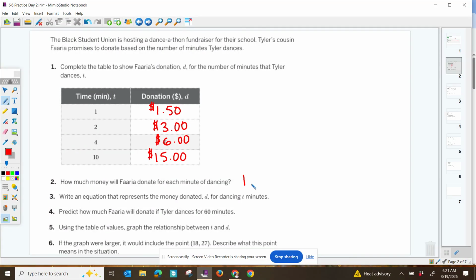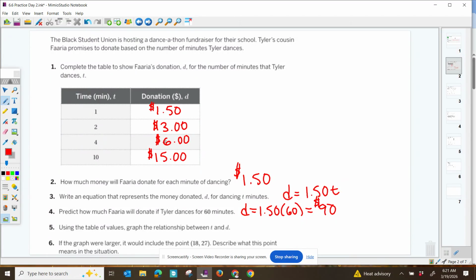How much? It's $1.50 per minute. We see that right there. Write an equation. Money donated D equals $1.50 times T. If they dance for 60 minutes, I just do 150 times 60. That's going to equal $90.